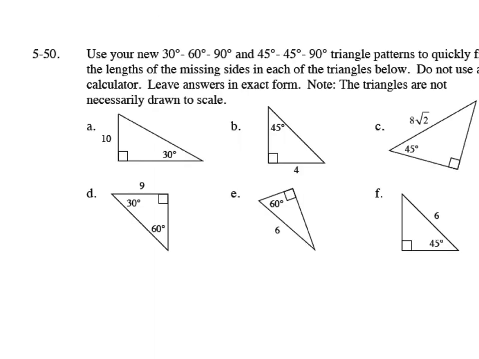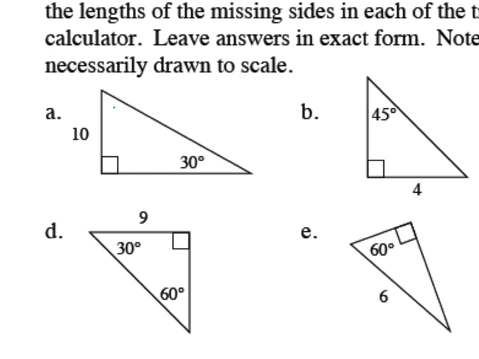Alright, I'll walk through a few problems here just to see if we can come up with some conclusions. So what we're looking at in part A, it says use your new 30-60-90 and 45-45-90 triangle patterns to quickly find the lengths of missing sides. So in part A of number 50 here, in the past what we would have to do is use SOHCAHTOA, or we'd have to use sine, cosine, or tangent. But now hopefully you can recognize that this first one in part A is a 30-60-90 triangle. This would be the short leg, obviously because it looks the shortest, but it's also across from the 30-degree angle.